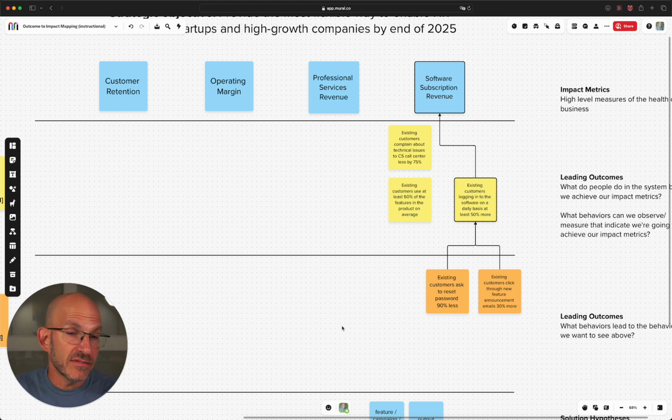Now, for the sake of this video, I've kept this very, very simple and very, very light. But when we do this exercise, we fill out everything. We do this exercise for every single one of those blue impact metrics at the top. And we discover or we brainstorm all of the various ways and the things that people do in the system that drive subscription revenue and professional services revenue and operating margin and customer retention and all of those things. And then we look for leading indicators for all of those things as well.